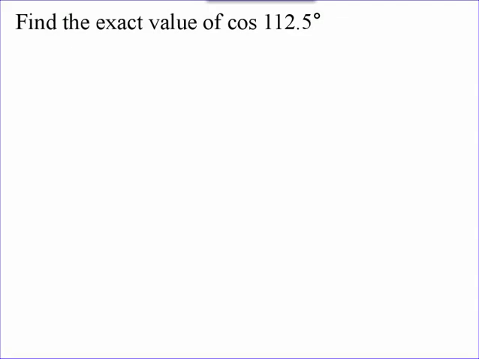Find the exact value of cosine of 112.5 degrees. Now, whenever you get something with a decimal like this, you're generally going to think it's a half angle formula. And so what you need to do now is figure out what angle, when you take half of it, gives you 112.5. The easy way, double 112.5. That's the easy way. What is it? 225. So I'm going to take 225 and I'm going to divide that by 2.